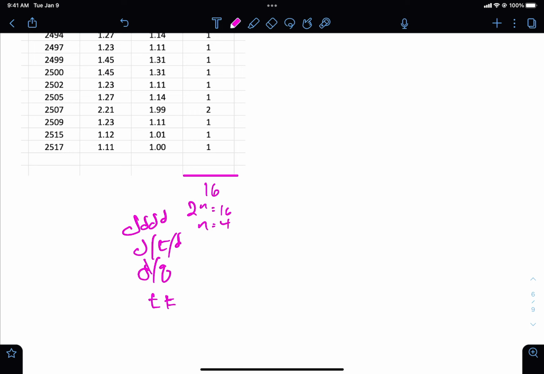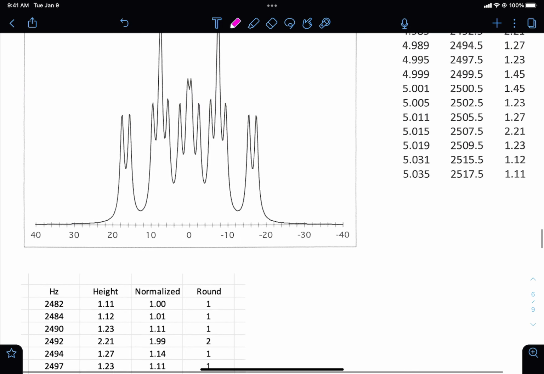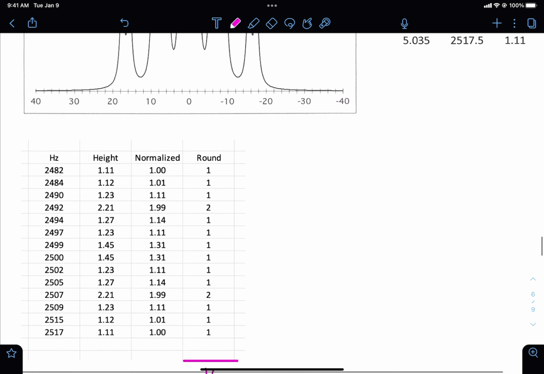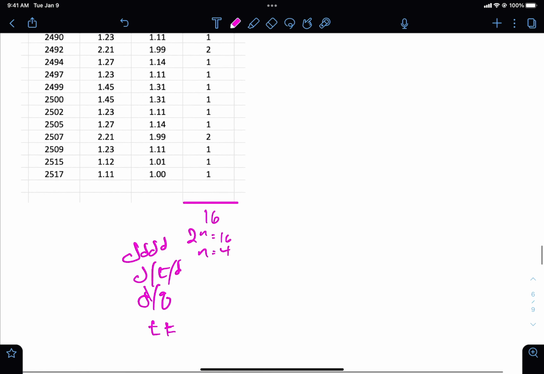Each triplet is 2. And again, maybe if you're really experienced, you can look at this and predict what's going on here. But probably not. Certainly a first-year organic student would not be able to see this pattern and go, oh yeah, that's a doublet of quartets or whatever. It's really complicated. So let's approach this more systematically. Let's not do any guesswork here.